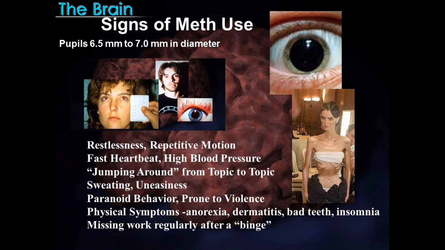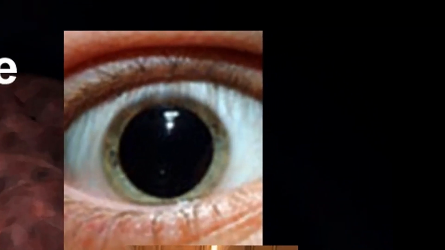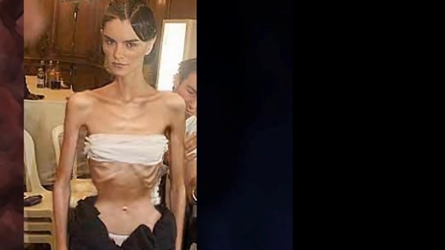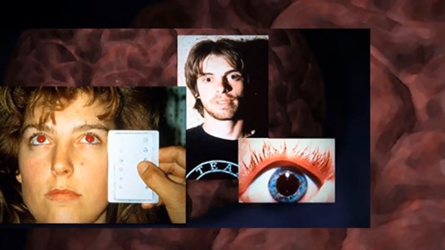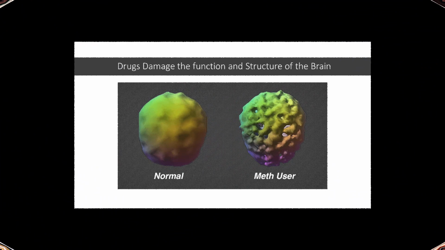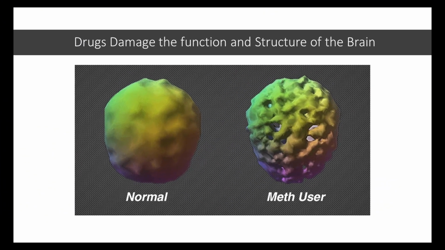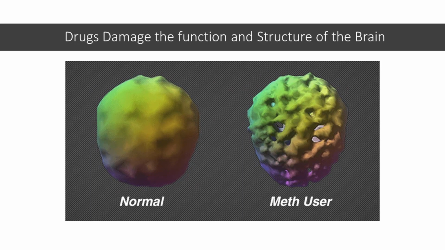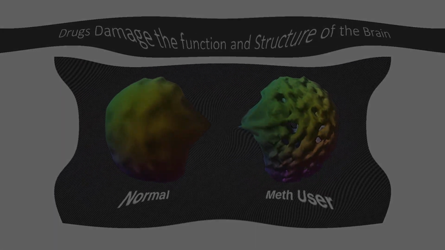Here are some signs of meth use: restlessness, repetitive motion, fast heartbeat, high blood pressure, jumping from topic to topic, sweating. Look at the pupillary dilation there, anorexia. We can see some of these physical symptoms. Here's another of the pupillary dilation. We've seen this earlier in some of our shows. But we can see a normal brain on the left and a meth user's brain on the right. And these behaviors that I've showed you are some of the things that happen as a result of doing these kinds of drugs, which damage your brain. And it functionally looks like what's on the right side of the slide here. So this is basically what happens when you do methamphetamine.